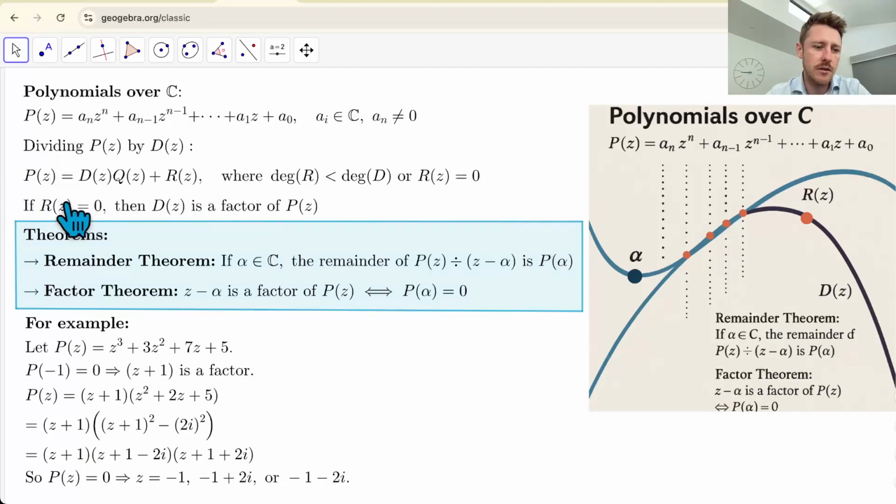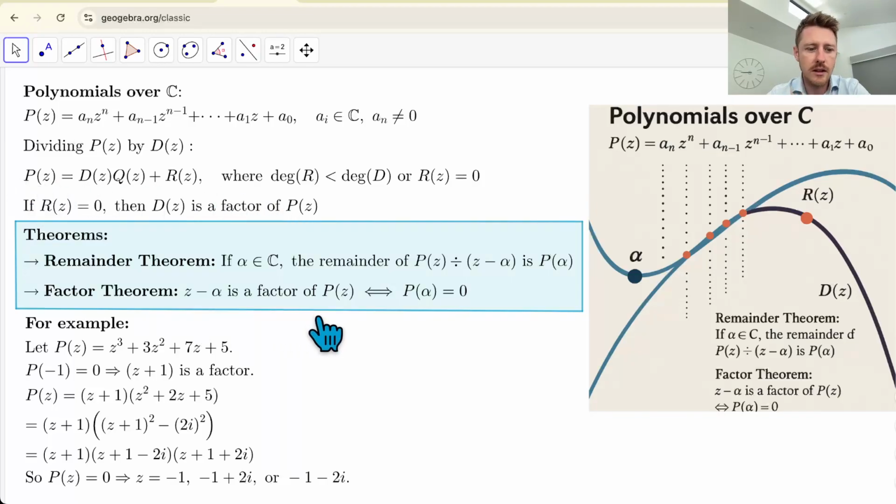But basically, for example, if this was a cubic, d of z might be linear, and then therefore q of z has to be quadratic. And then if there's any remainder left over, its degree is going to be less than that of d of z. And we know that if r of z equals 0, then d of z is a factor of p of z. So if there is no remainder, then d of z went into p of z nicely.